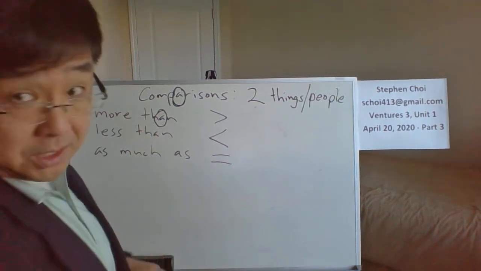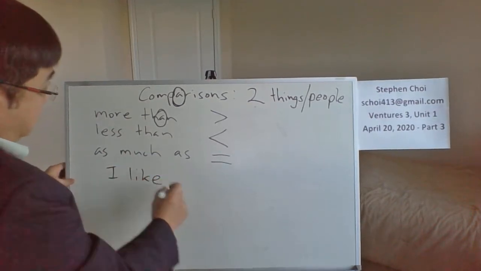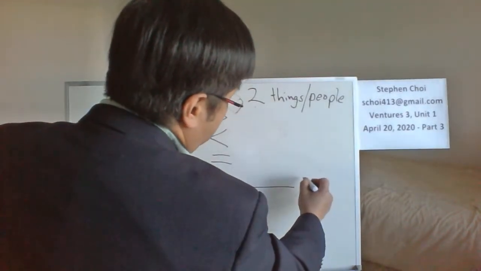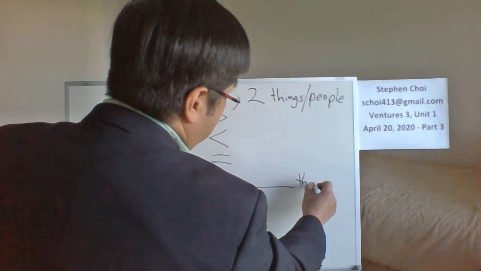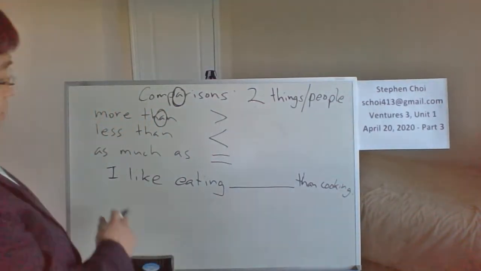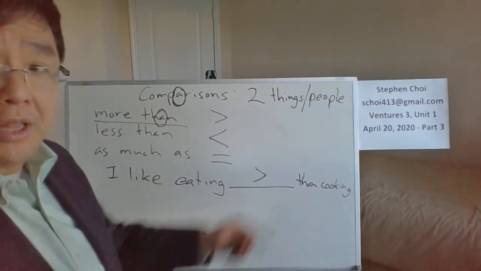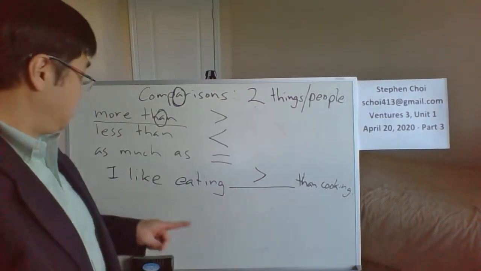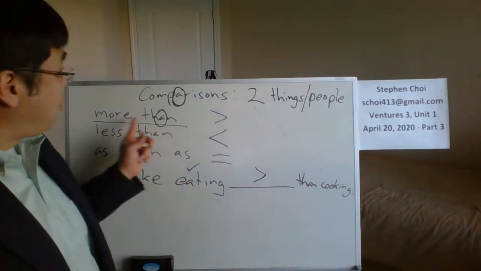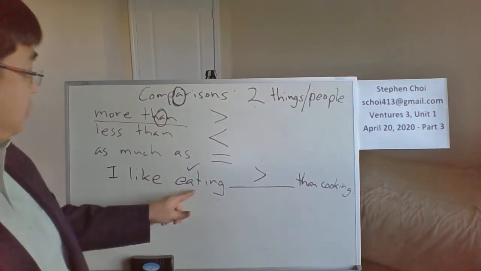In the books they use gerunds. So you say something like, I like eating more than cooking. Which one do you like more, eating or cooking? It's this one. When you say I like eating more than cooking, then you like eating better.